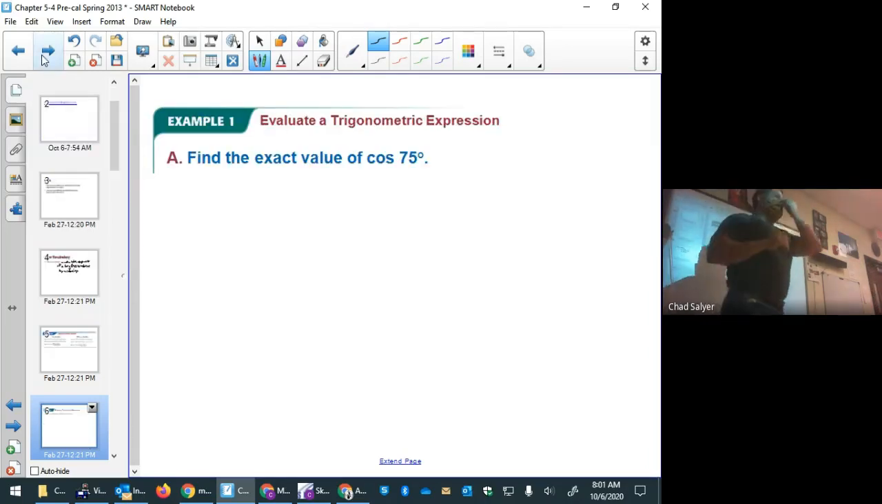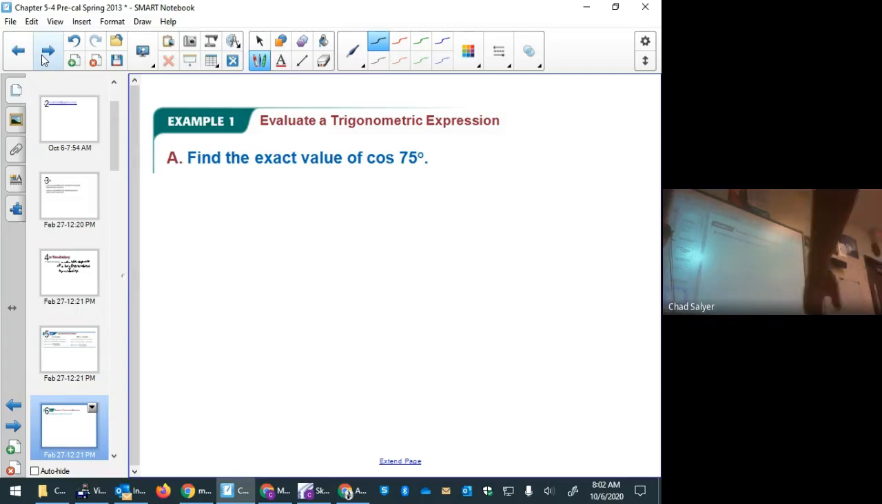So, exact value of cosine of 75 degrees. Is 75 degrees on the unit circle? Yes? Well, be careful. You have 0, 30, 45, 60, 90. Is 75 on that list? No. So we can't know it exactly from the unit circle. But we can know it exactly by using the values on the unit circle as a sum or a difference.